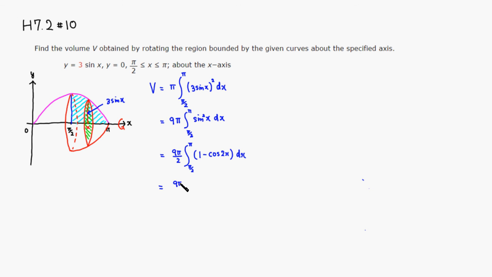So you have 9 pi over 2. The antiderivative of 1 is x. The antiderivative of negative cosine of 2x is negative sine of 2x over 2. Then we're evaluating from pi over 2 to pi. Let's plug in pi. It's pi minus sine of 2 pi, which is 0, minus, plug in pi over 2: pi over 2 minus sine of 2 times pi over 2, so sine of pi, which is actually 0.